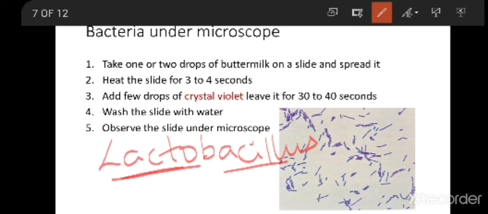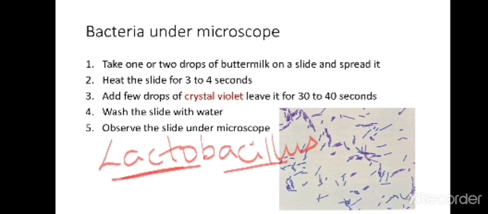You all know rod shaped bacteria, we call it bacillus bacteria. If you observe lactobacillus, it is in rod shape only. So lactobacillus: lacto means related to milk, bacillus means rod shaped bacteria. So this lactobacillus is present inside the curd. This way, you have to observe the bacteria under the microscope.